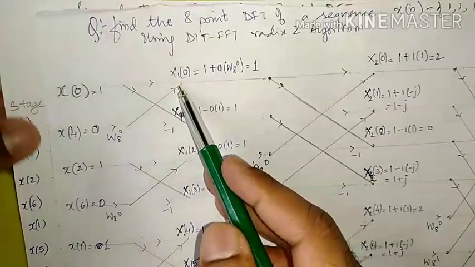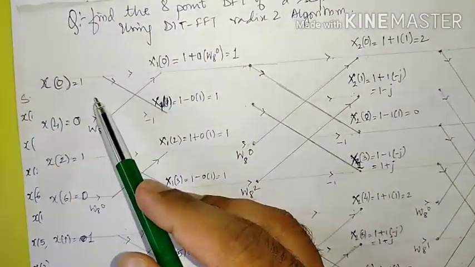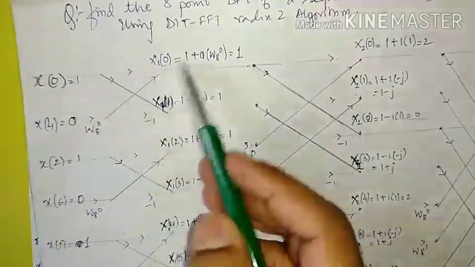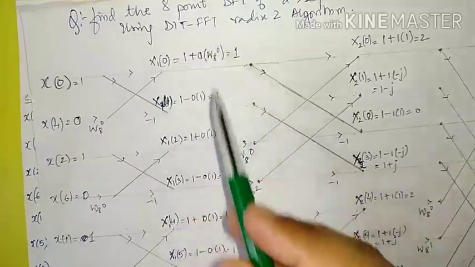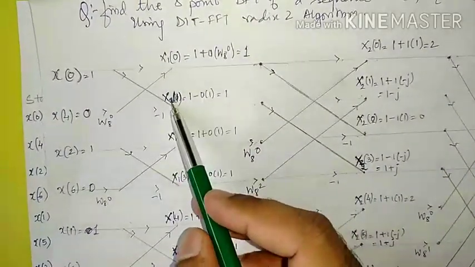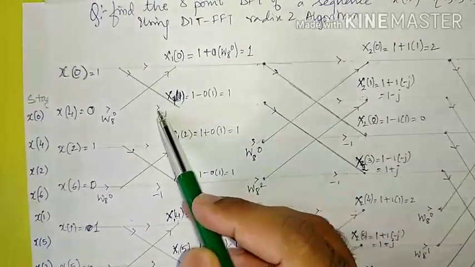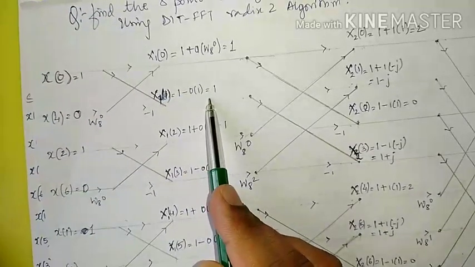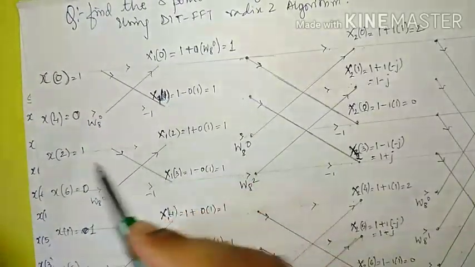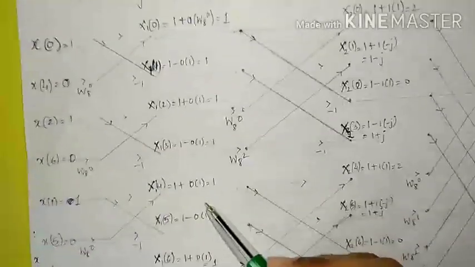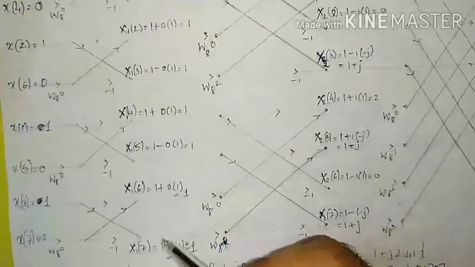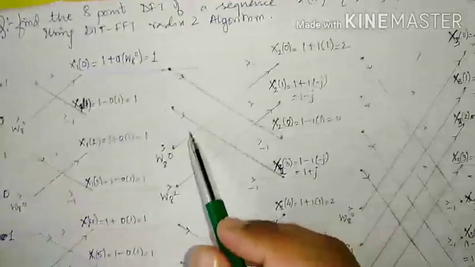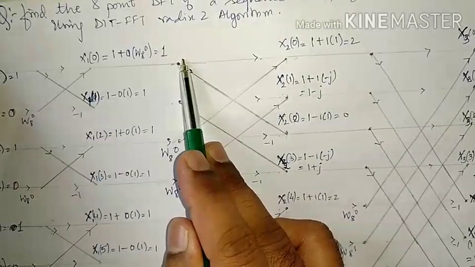So in order to calculate x1 of 0, it is x of 0 plus x of 4 into W0. So it is 1 plus 0, 1. Similarly if you want to write x1 of 1, it is 1 minus 0 into W0. You are going to get the answer as 1. Similarly you have to calculate x1 of 2, 3, 4, 5, 6 and 7, and you are going to get all 1. Now these are going to act as inputs for the second stage.